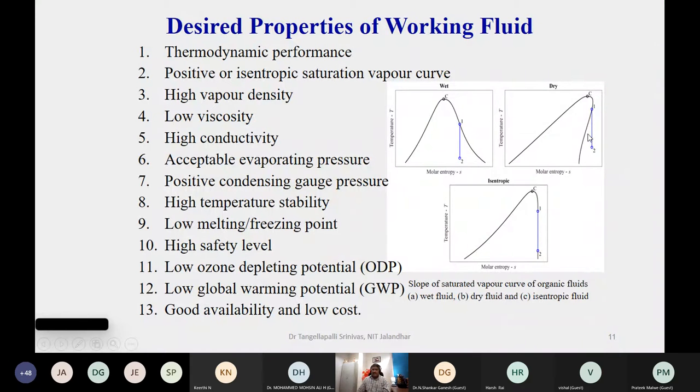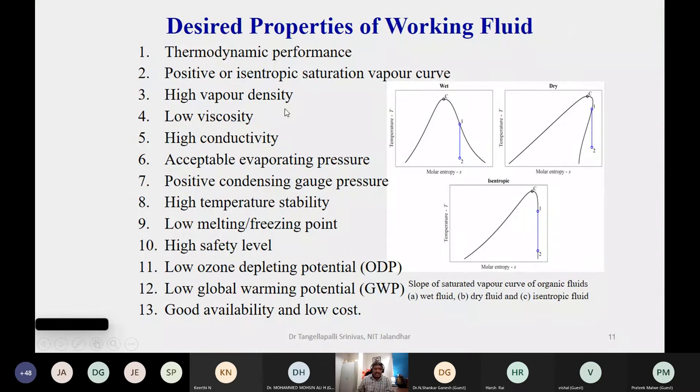So we have to select either this positive slope or this vertical line. Vertical line is also called isentropic. Since it is vertical, entropy is constant for the vertical line. That's why it is called an isentropic fluid. So wet fluid, dry fluid, and isentropic. The fluids we can categorize according to the slope: wet, dry, and isentropic. For this ORC, we have to select positive or isentropic saturation.